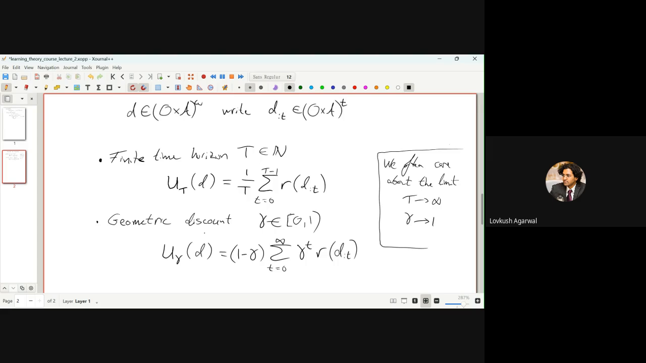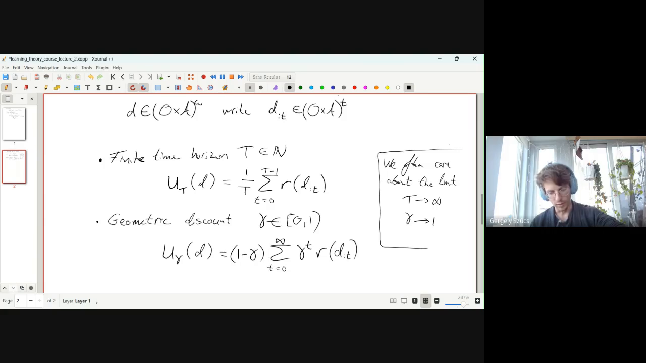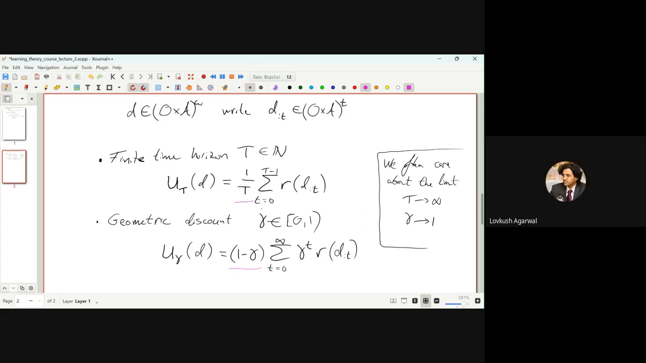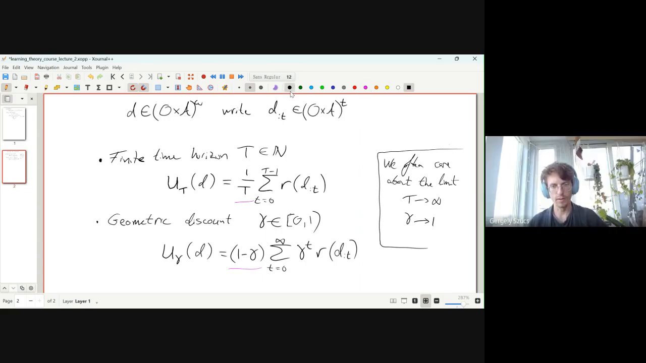And the reason we have 1 minus gamma is to make sure we're within the 0, 1 interval. Yeah, it's sort of the normalizing factor, like the 1 over T or the 1 minus gamma. It makes it more like an average-like quantity. Okay. Any other questions?